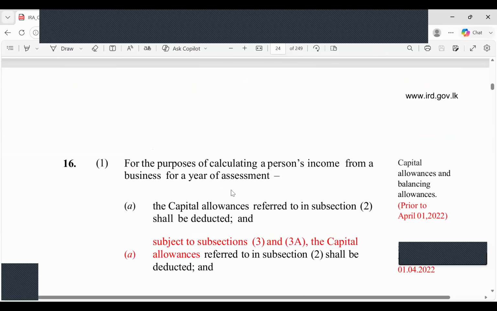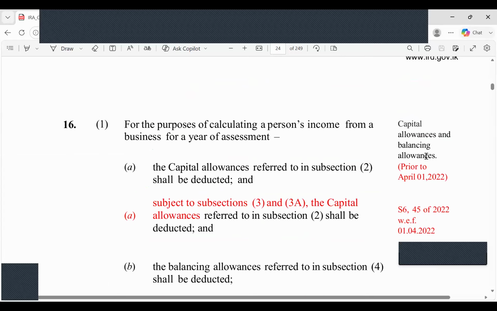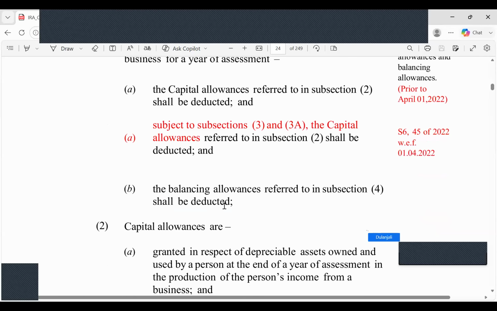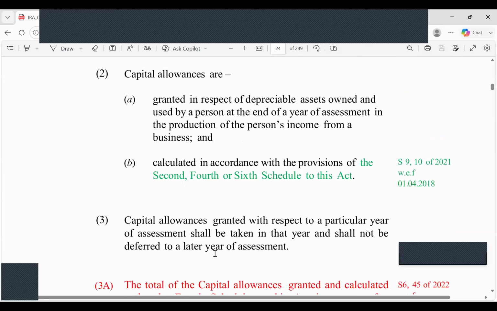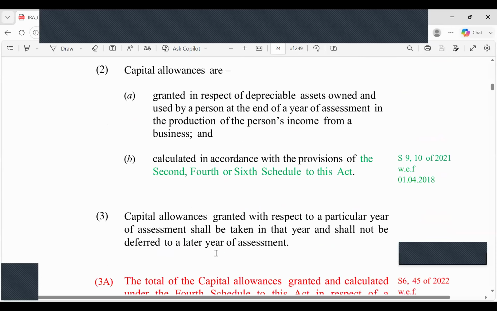Then section 16. So now we are in section 16. It is for capital allowances and balancing allowances. Some amendments are also there. Those are applicable, but not very important, because I have already included them in the consolidated act. So we are referring to the consolidated act, and you can see the applicable amendments there also.